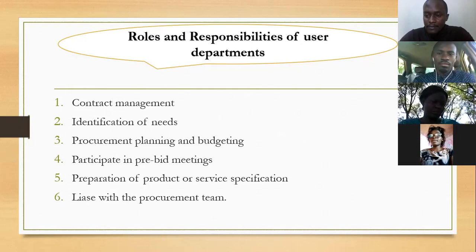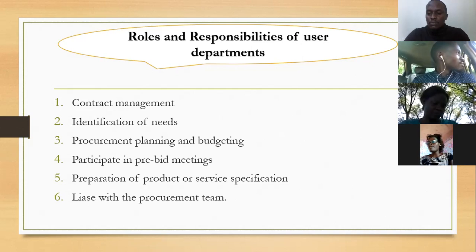Thank you very much, Martin. This is Judith. I'm taking point number 4, which says participates in the pre-bid meeting. This is conducted by the user department so as to clarify on the confusing matters that may have come up during the early stages of the procurement.